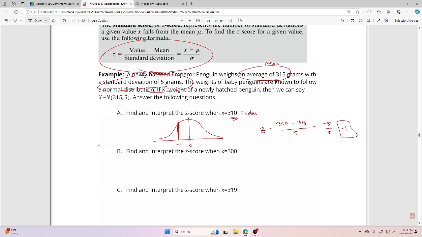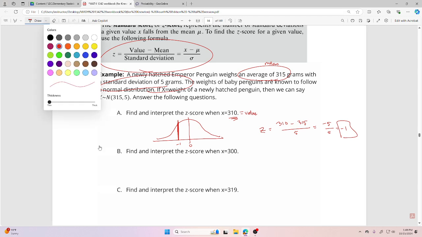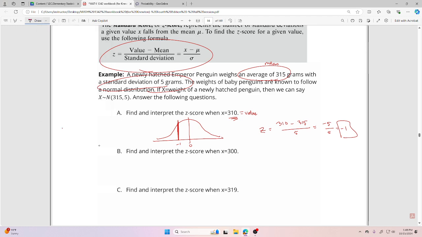Cool. Do you remember where it was that it was unusual? What's the numbers for unusual? Yep, exactly. -2 to 2 are the usual zone. So outside of that would be unusual. So is this score here unusual? No, not unusual. That's a normal penguin.